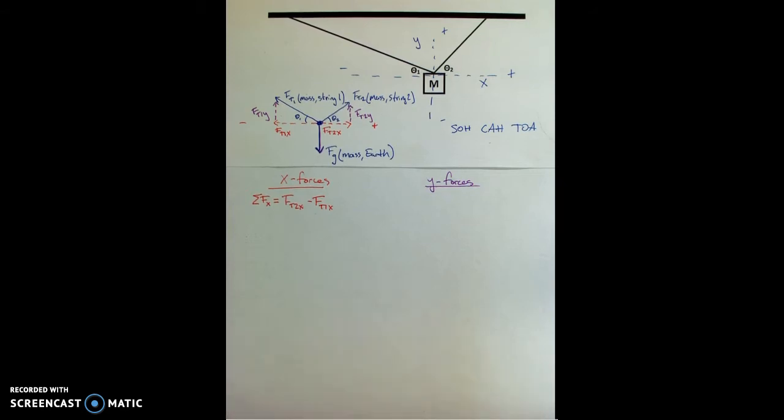But the problem with those force components is they're not actual forces. They're just a way for us to break down angled forces so we can compare them to each other. So what we're going to have to do is use trig identities to solve for that in terms of Ft1. And this is where it gets a little bit tricky.